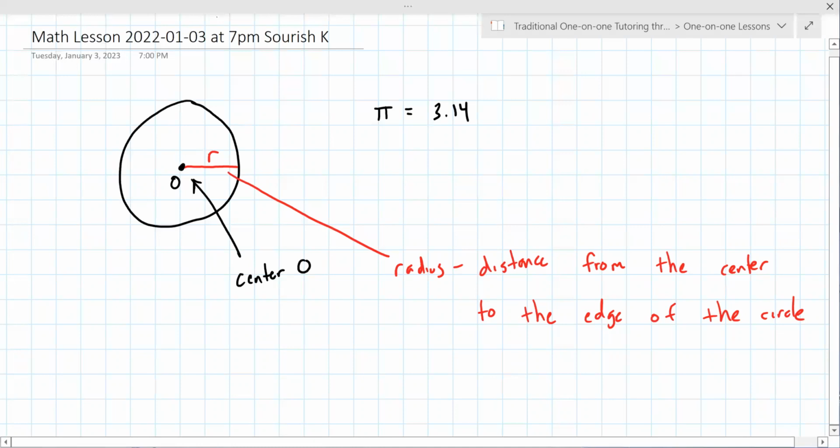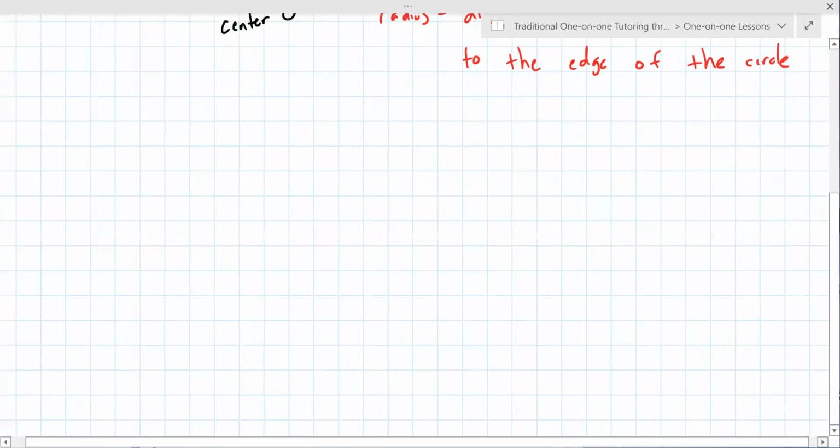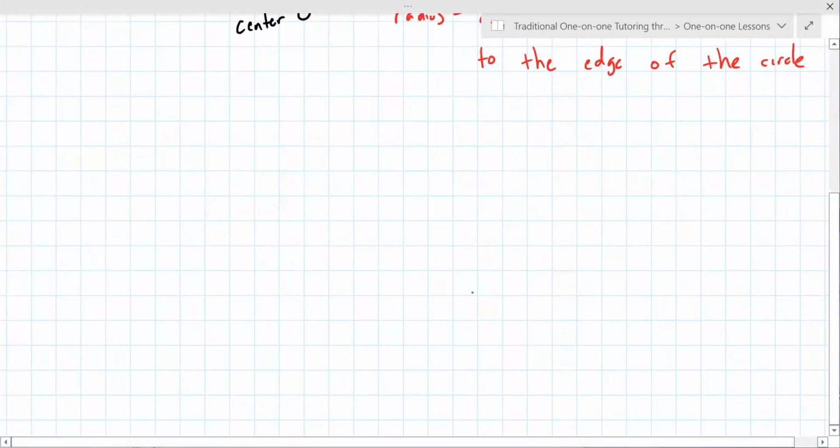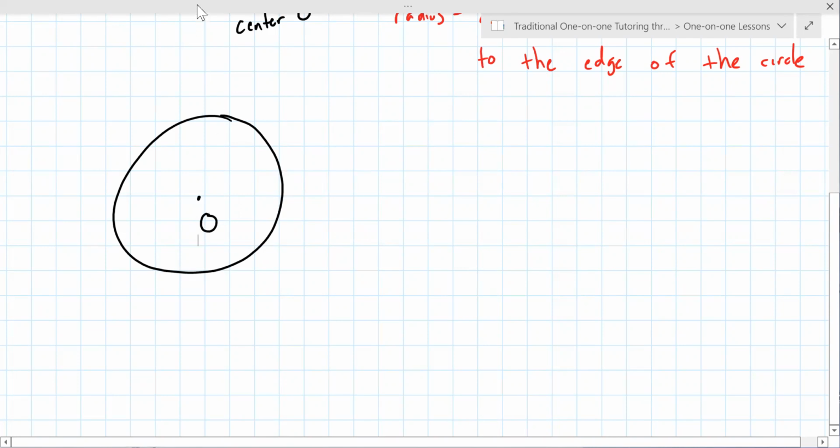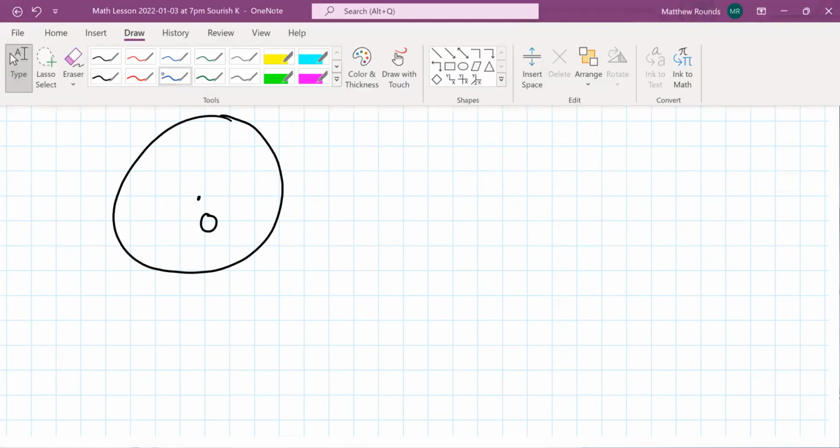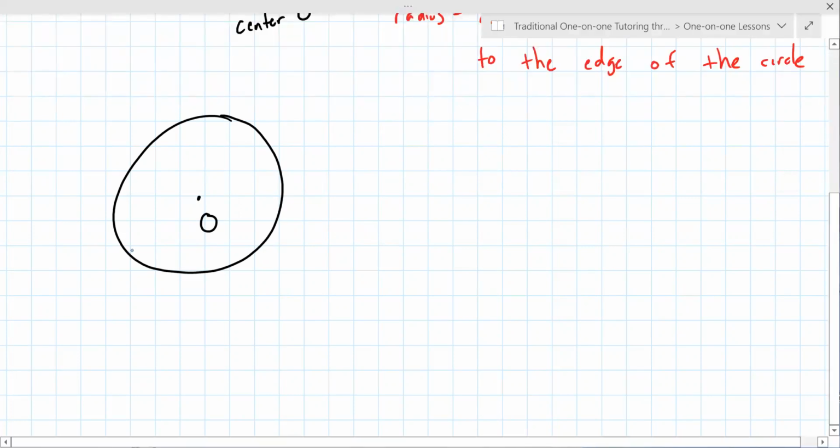Okay, so let's look at another part of the circle. Let me draw a circle again here, because I want us to look at another part of the circle. So here's a circle. It has a center O. The letter O is often used for the center of a circle. Now, if a line touches one edge of the circle, goes through the center and touches the other edge of the circle, this is what's called a diameter.